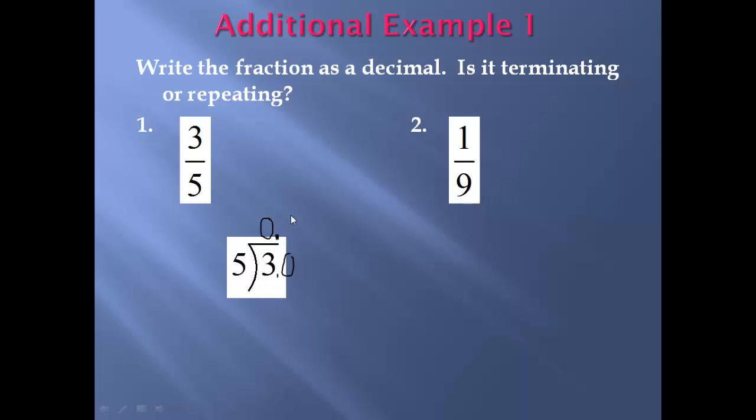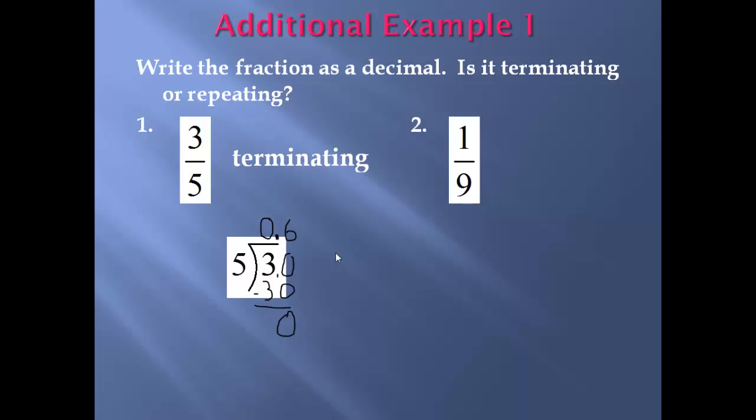Our answer now will have a decimal right above where it was in the problem. 5 goes into 30 6 times, and 6 times 5 is 30. Now I'm going to subtract and get 0. Since I have nothing left, I am finished with this problem, and my answer would be 0.6, or 6 tenths. This would be a terminating decimal. 3/5 is equal to 0.6 or 6/10.